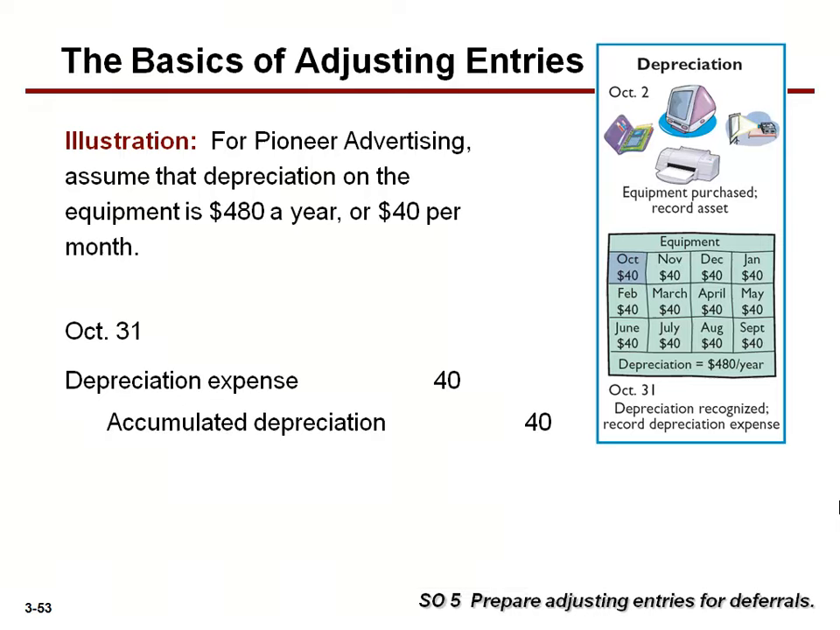So the upshot is that we're increasing expense affecting our income statement with the debit, and we're affecting our balance sheet with the credit to accumulated depreciation. This is a periodic adjusting journal entry.